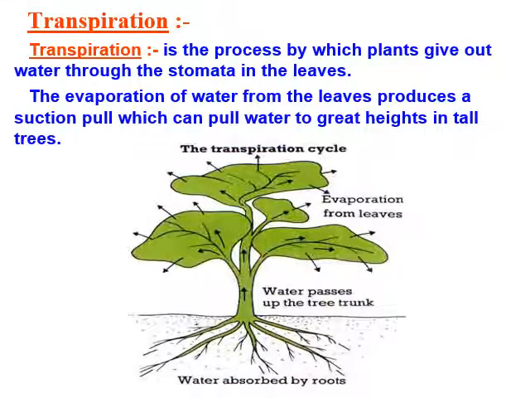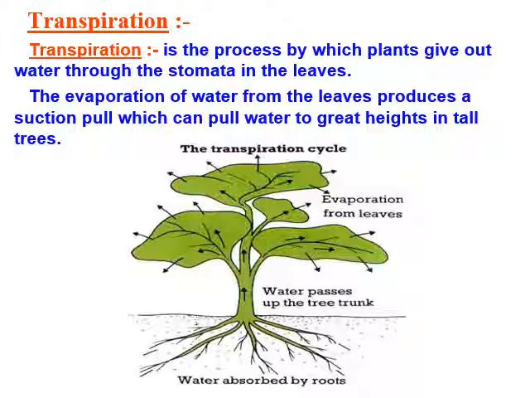Transpiration. Transpiration is the process by which plants give out water through stomata in the leaves. It is, in other words, the evaporation of water from the leaf surface. Now, the evaporation of water from leaves produces a suction pull which can pull water to great height in tall trees.